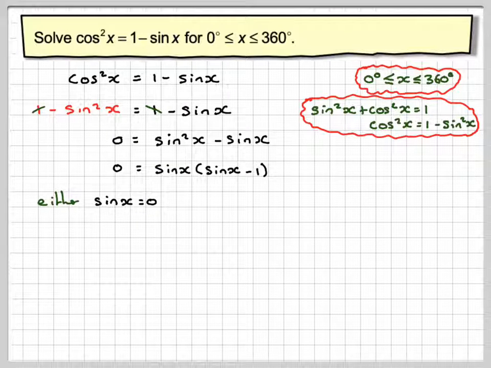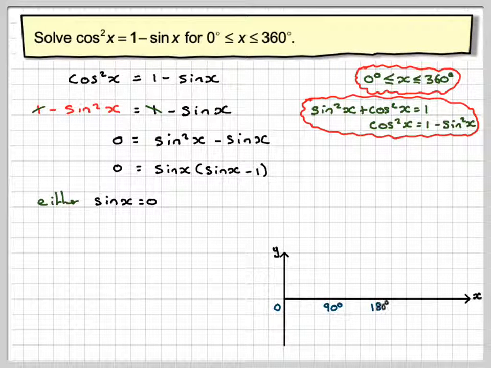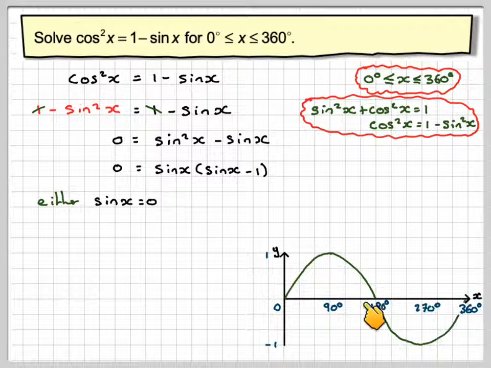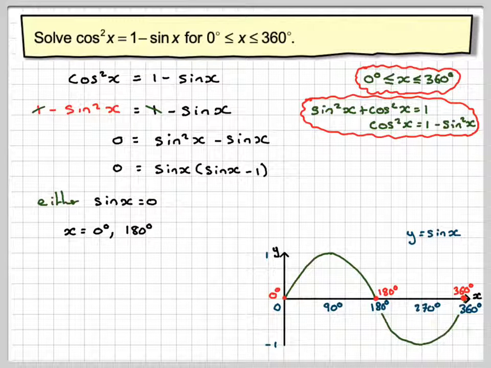Now when sine x is equal to 0, 1 or minus 1, it's best to draw a graph of sine x. So just drawing a quick sketch of the graph. So you should learn the graph of sine x, which looks like that. Where is it equal to 0? So it's equal to 0 at 0 degrees, 180 degrees and 360 degrees. So we get three solutions from that one. We get x is 0, 180 or 360.